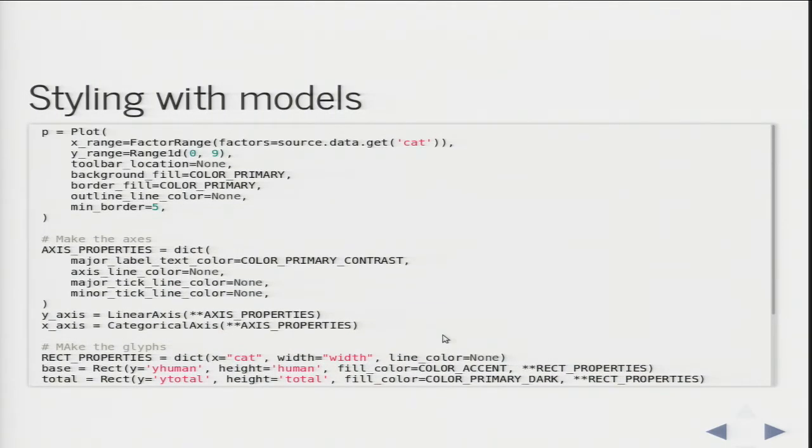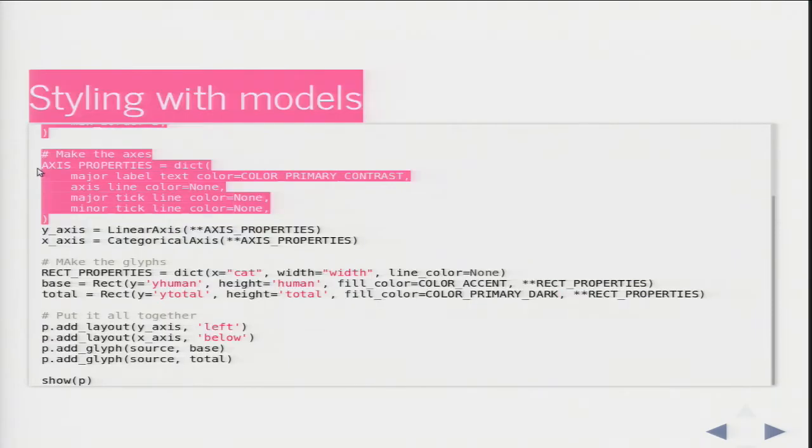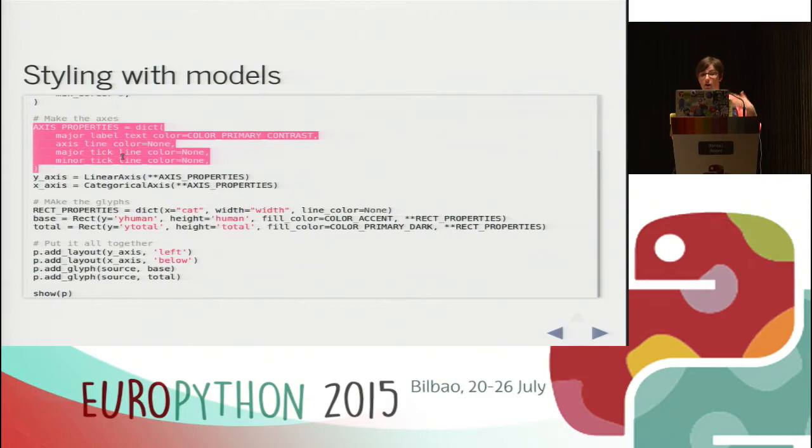Now, with models, we spell it all first, right? We don't create something and then fix it. We spell it all as we go. And the other thing we like to do if we're making lots of plots and we all want them to look the same, is we can start to build these dictionaries of properties, like our line colors and so on, and we can just splat them into all the axes, or we can splat properties into all of the plots.